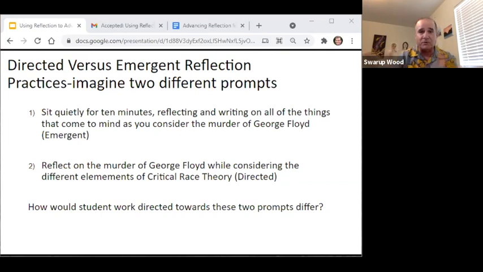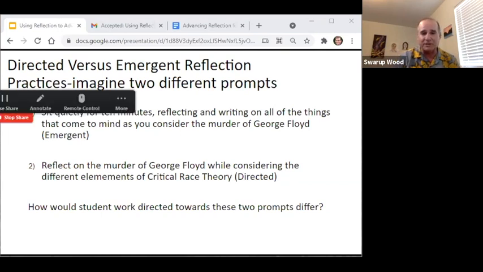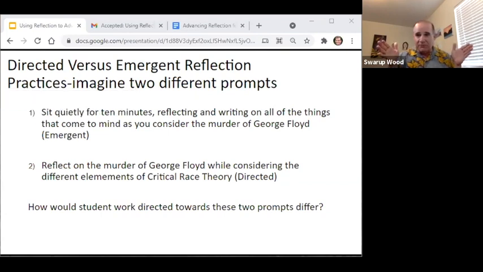So that versus directed reflection, in which we reflect on the murder of George Floyd while considering different elements of critical race theory. Here, we're really focusing students' thinking through the frameworks involved in critical race theory. And here, student writing would reflect how much they embodied those frameworks or not, and give you insight into how much they knew about critical race theory. So again, examples of two different prompts with very different student work products emerging from those prompts. And again, neurologically, these are two very different tasks.